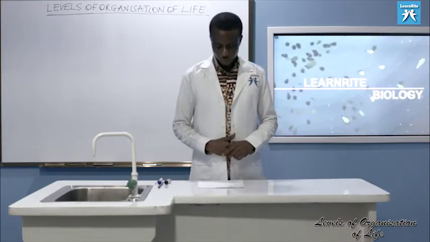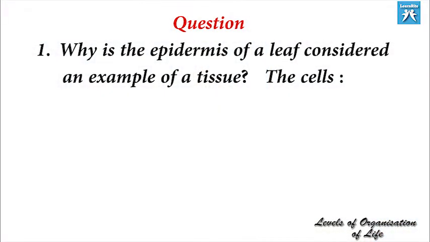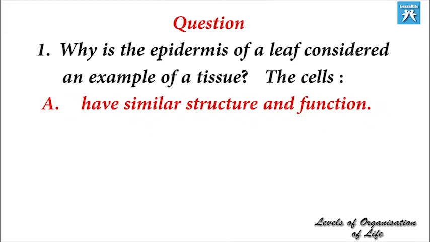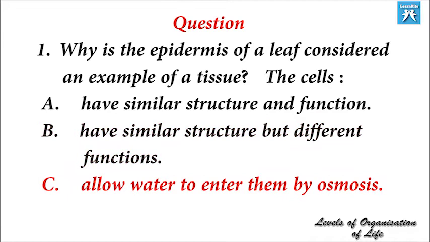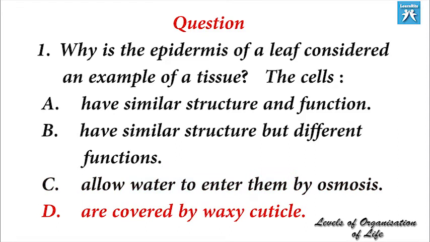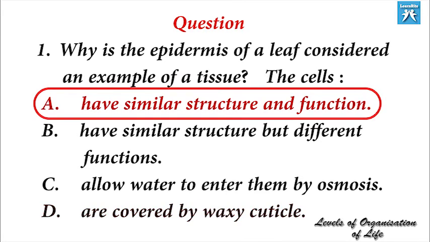Why is the epidermis of a leaf considered an example of a tissue? A, the cells have similar structure and function. B, have similar structure but different functions. B is out. C, allow water to enter them by osmosis. D, are covered by waxy cuticle. It's true they are covered by waxy cuticle, but that's not the reason. You know what a tissue is. So A is the answer.